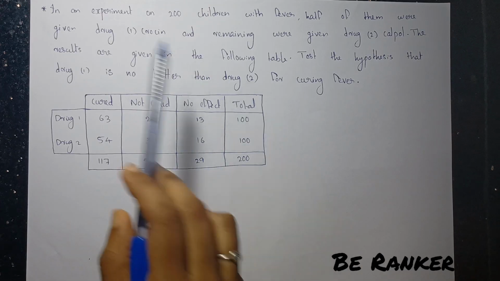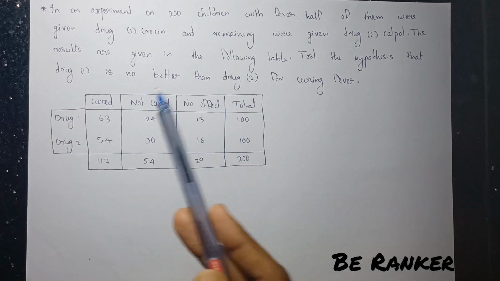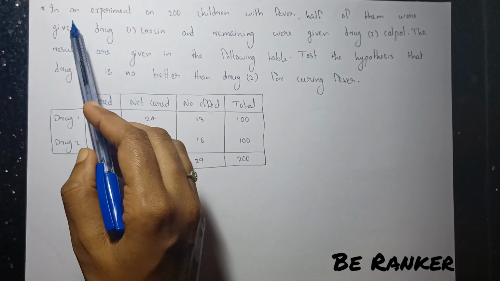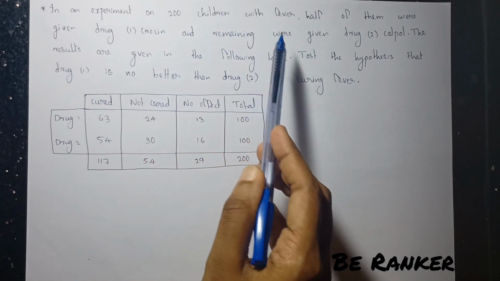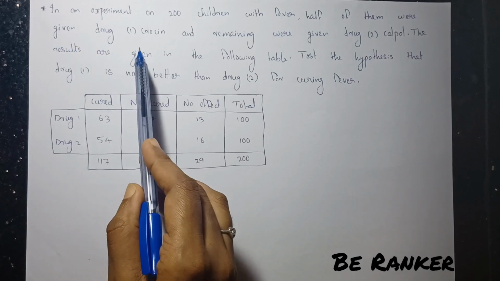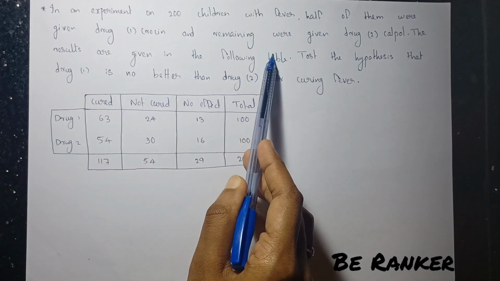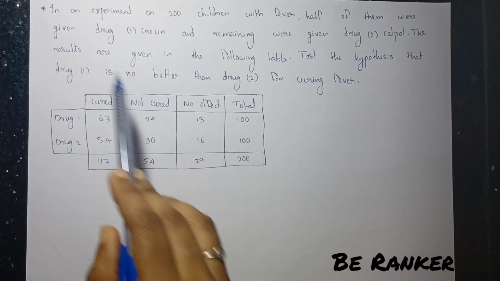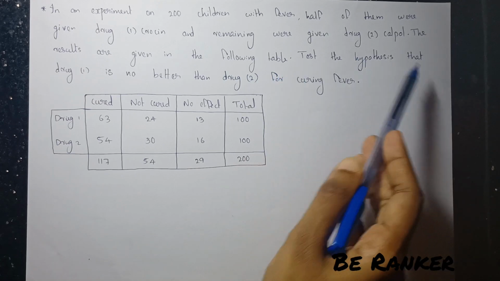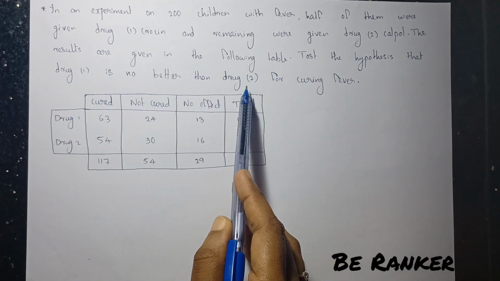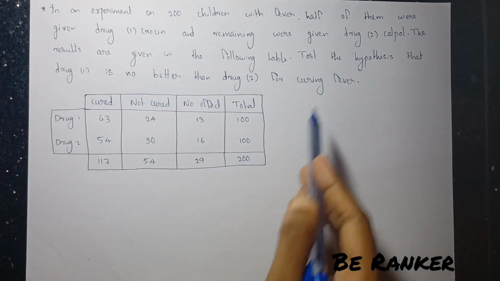So this is a problem of hypothesis testing by using chi-square test. The question is: in an experiment on 200 children with fever, half of them were given drug 1, chloroquine, and the remaining were given drug 2, calpol. The results are given in the following table. Test the hypothesis that drug 1 is no better than drug 2 for curing fever.